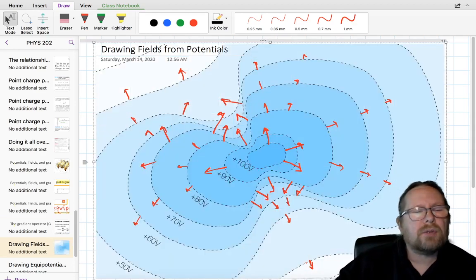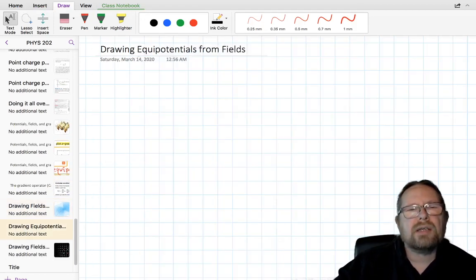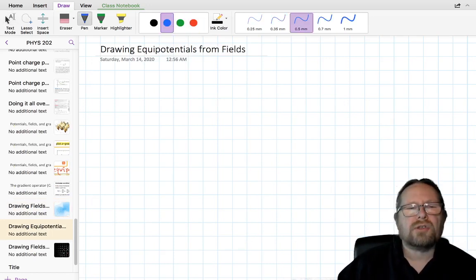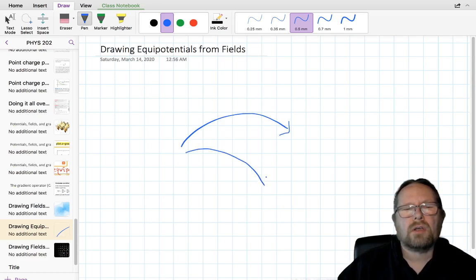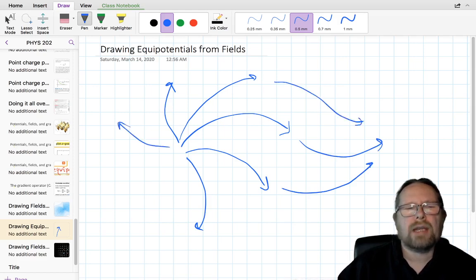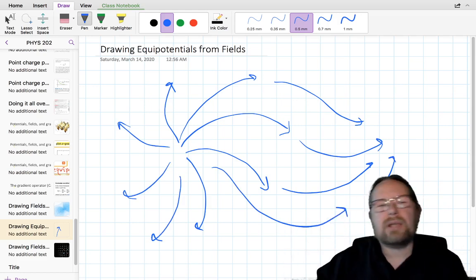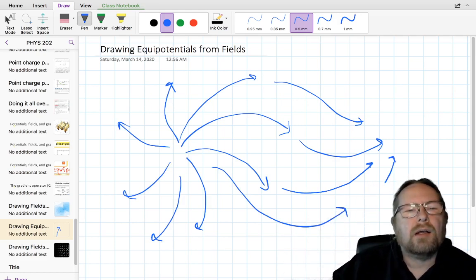I should also be able to go the other way around. Say I was given a field in space. Let me draw just some arrows. Suppose there was something creating an electric field like this in space. What would the equipotentials of this field look like?